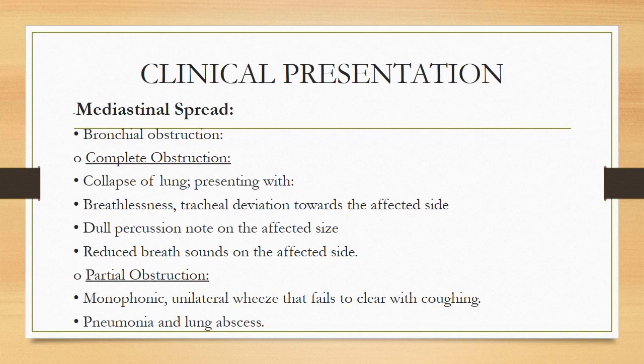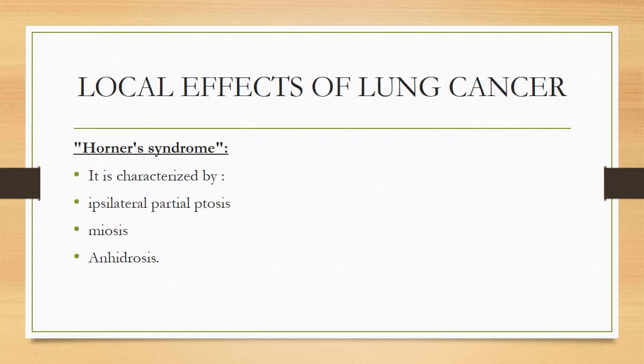Bronchial obstruction is also another clinical presentation, and it may be complete obstruction or partial obstruction. The complete obstruction may lead to collapse of the lung and it will present with breathlessness, tracheal deviation towards the affected side, dull percussion note on the affected side, and reduced breath sounds on the affected side. However, the partial obstruction will present with monophonic unilateral wheeze that fails to clear with coughing. Pneumonia and lung abscess may also occur. So these are some local effects of lung cancer.